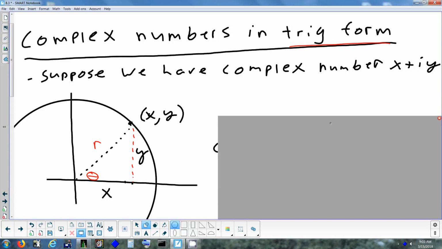So x and y are going to be gone. x and y are standard form. We're going to get rid of them, and the way we're going to do that is we're going to use right triangle trig with two different trig functions. Let's start with x.